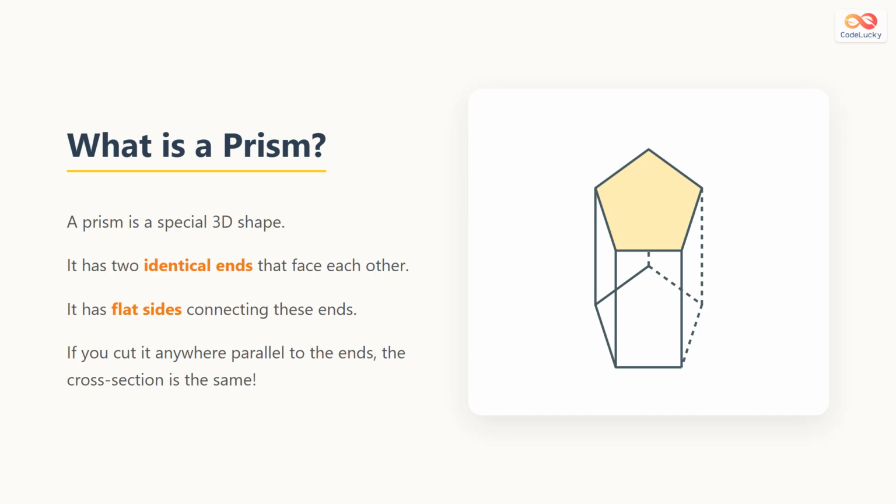First, let's define what a prism actually is. A prism is a three-dimensional solid object. Its most important feature is that it has two identical ends. If you were to slice the prism anywhere parallel to these ends, the cross-section would look exactly the same. It also has flat sides that connect these two ends together.